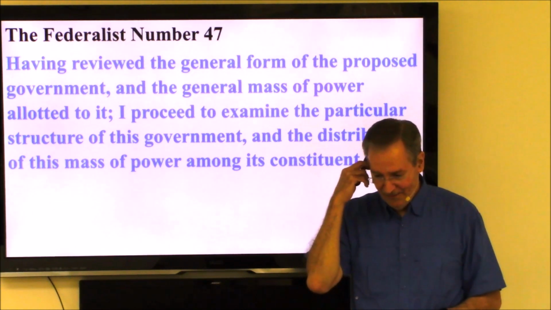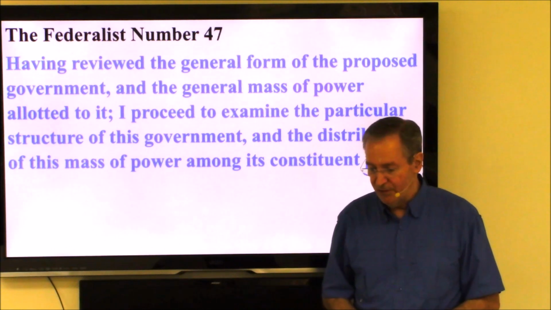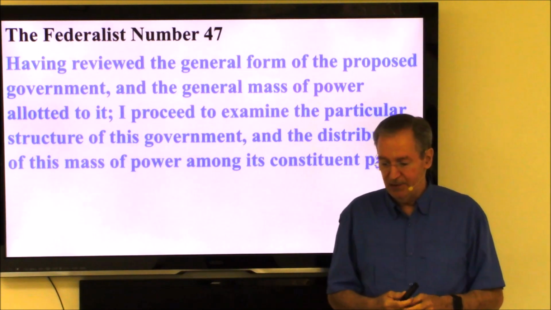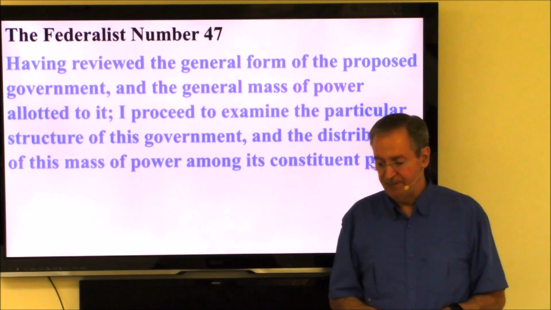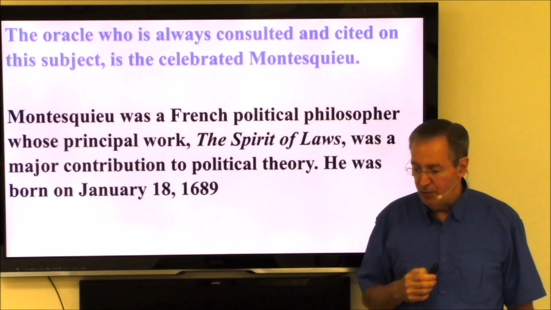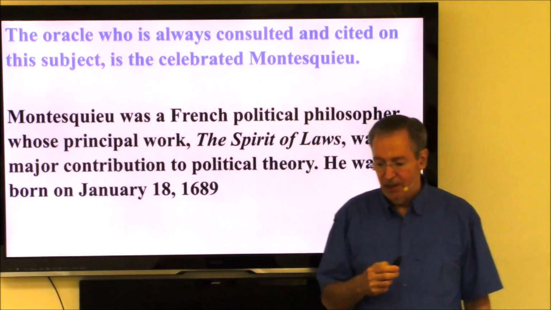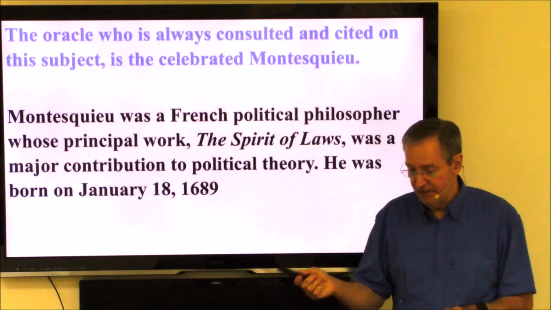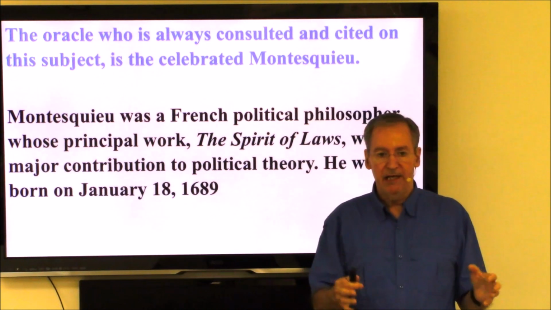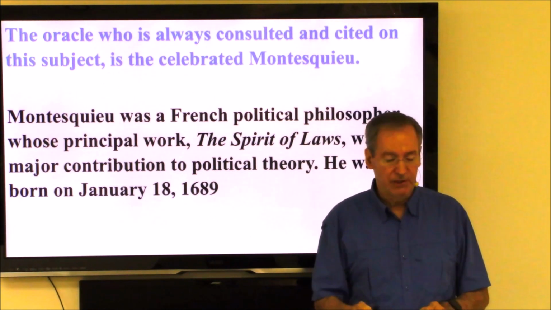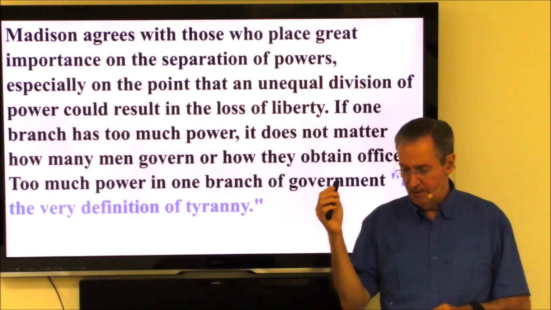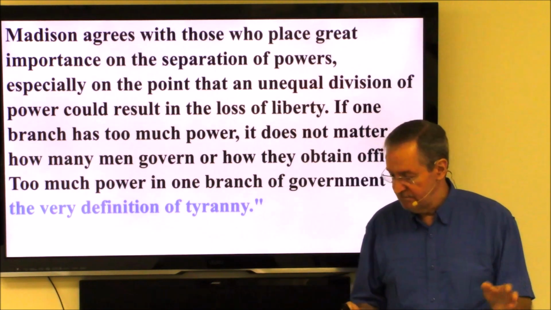Federalist number 47. Having reviewed the general form of the proposed government and the general mass of power allotted to it, I proceed to examine the particular structure of this government and the distribution of this mass of power among its constituent parts. He says the oracle who is always consulted is Montesquieu, who is a French philosopher, as it says here. But what he used for his documentation was the British Constitution. What was different about the British Constitution? See if I put it here. Madison agrees with these, and we can skip that one.